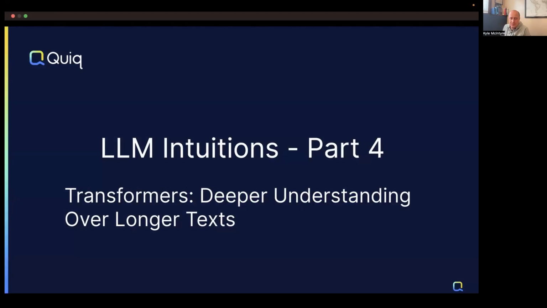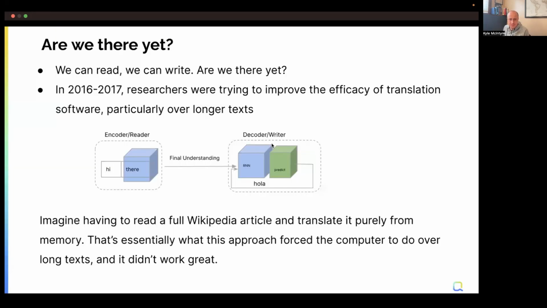Welcome back, everyone. This is part 4, and it's called Transformers, Deeper Understanding Over Longer Texts. So I'm guessing some of you guys are like, are we there yet? We worked all the way up through a fairly complex model of reading that neural networks helped us out with a lot.